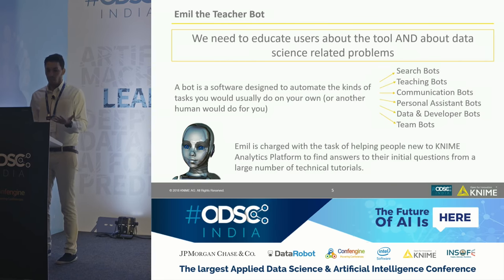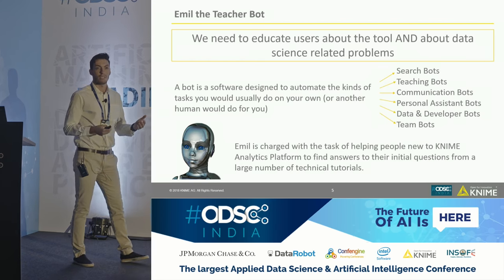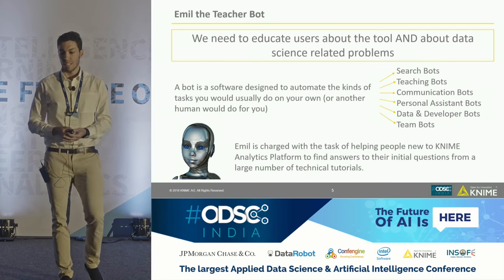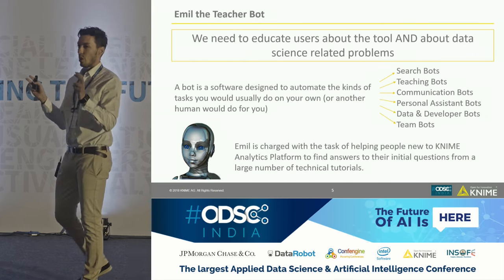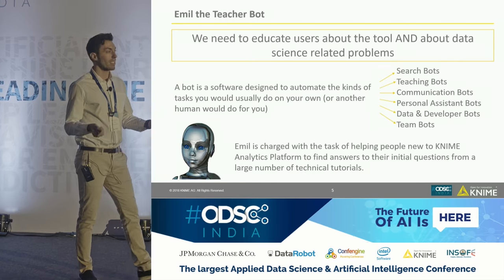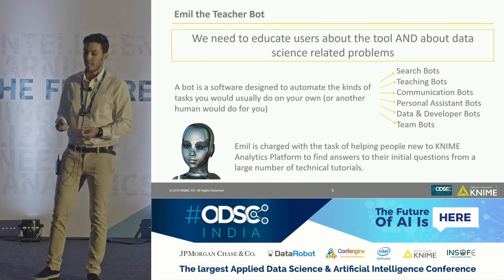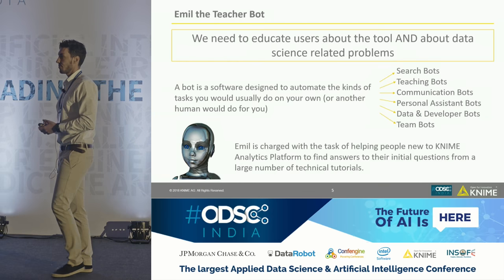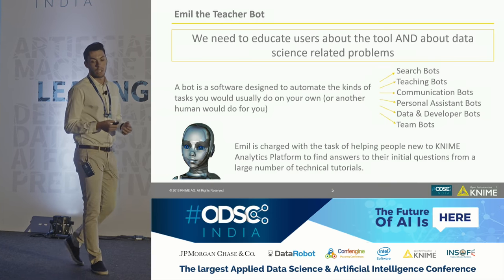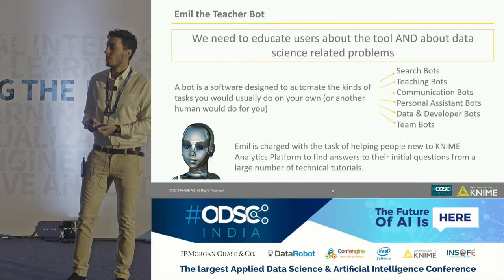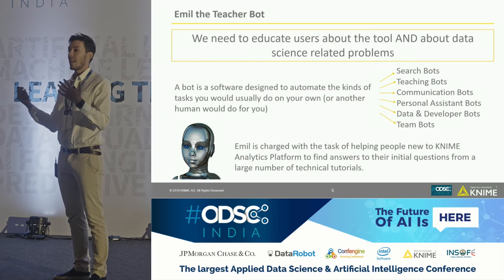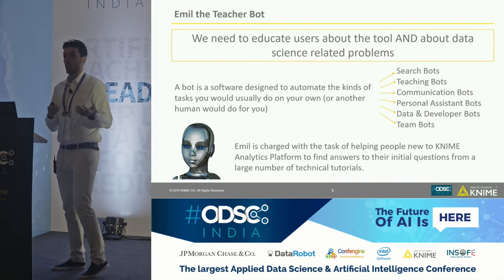So a bot, what is a bot? It is software designed to automate all the kinds of stuff that you would usually do on your own, or you would ask someone else to do. And just focusing on the positive bots that are out there, we have search bots, we have teaching bots, we have communication bots, personal assistant bots, we have data and developer bots, we have team bots. And the idea behind Emil was exactly this one, to basically help people new to KNIME Analytics Platform find answers to their initial questions from a large amount of technical tutorials that we have online.